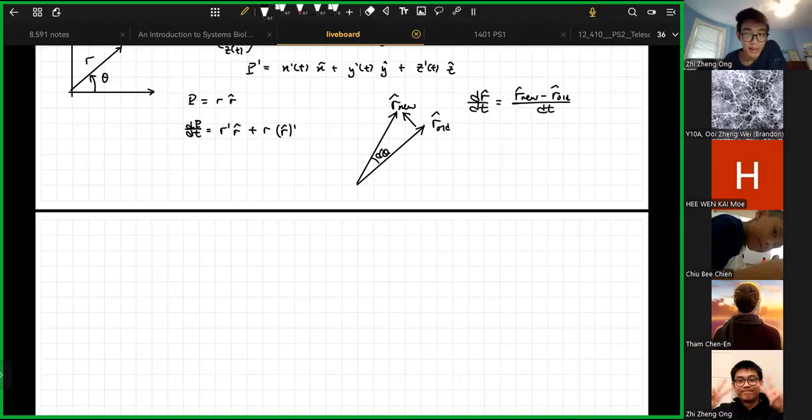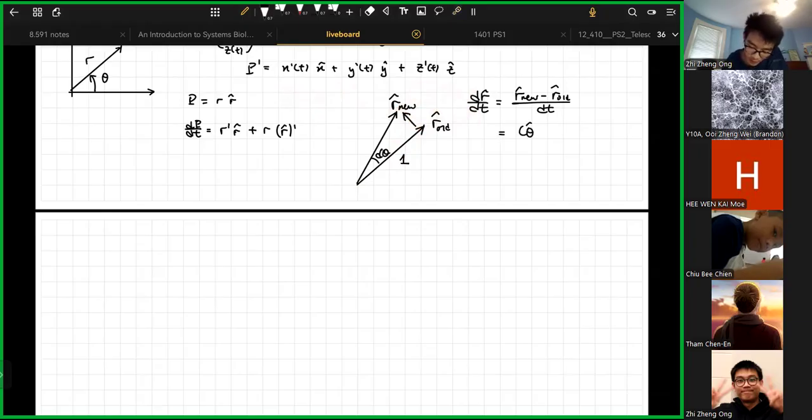And what's the magnitude? The magnitude is d theta, right? Because number one, it points in this direction, and this direction is just theta hat by definition. And why is the magnitude d theta? Because the magnitude of r hat is 1, and using the arc length formula, s is equal to r theta, this length s is just r theta, but r is just 1 and theta is just d theta. So that's why the length is just d theta.